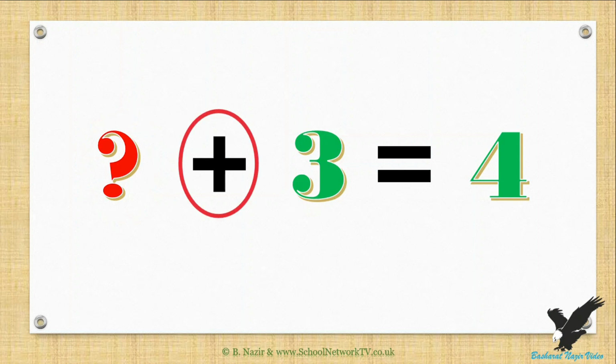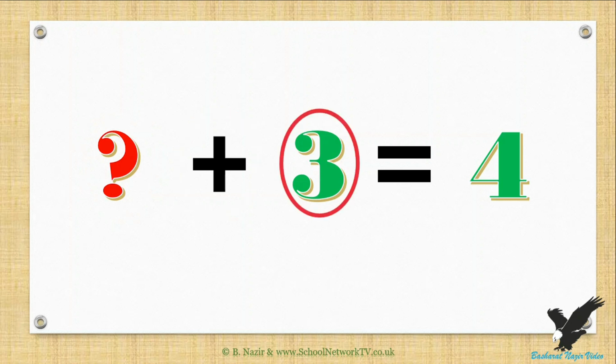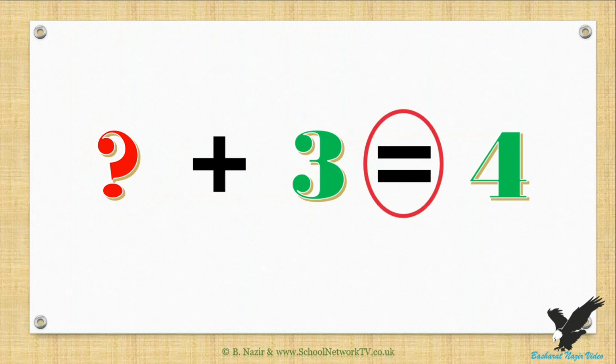Followed by the plus sign, which tells us that an addition operation will follow. Following the plus sign is the second number. Next, we have the equal sign, which tells us that both sides of the equation are in balance, meaning they are equal in value.